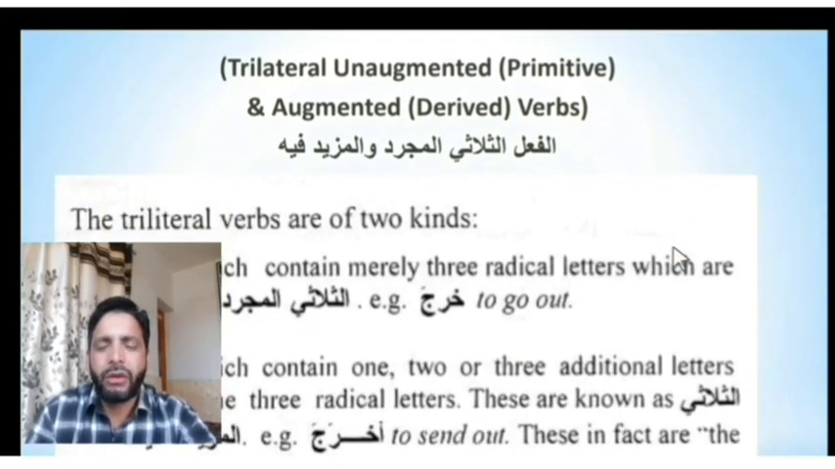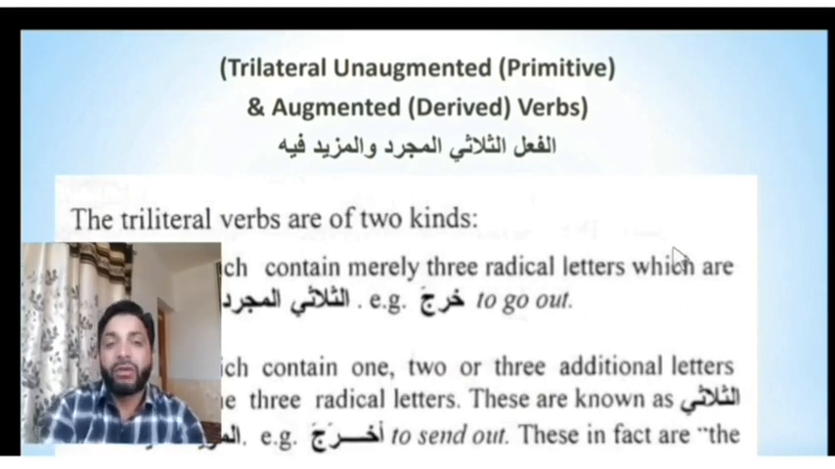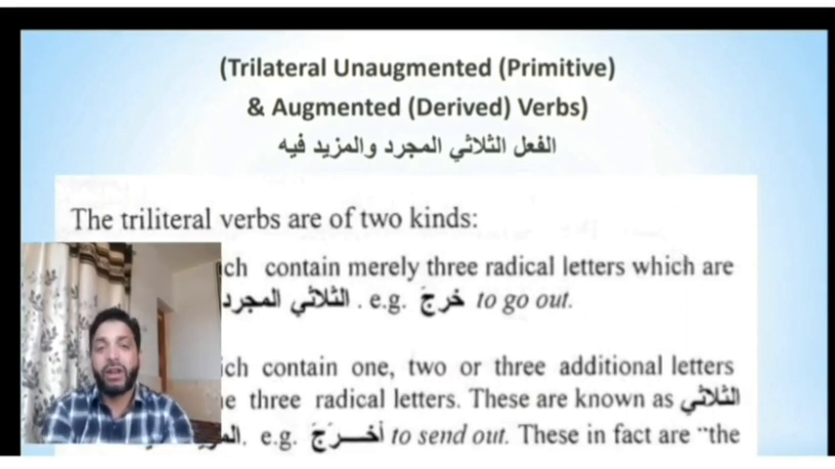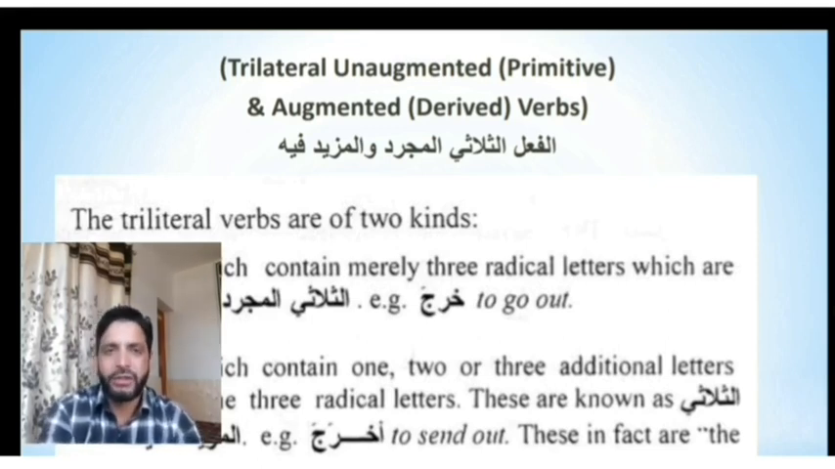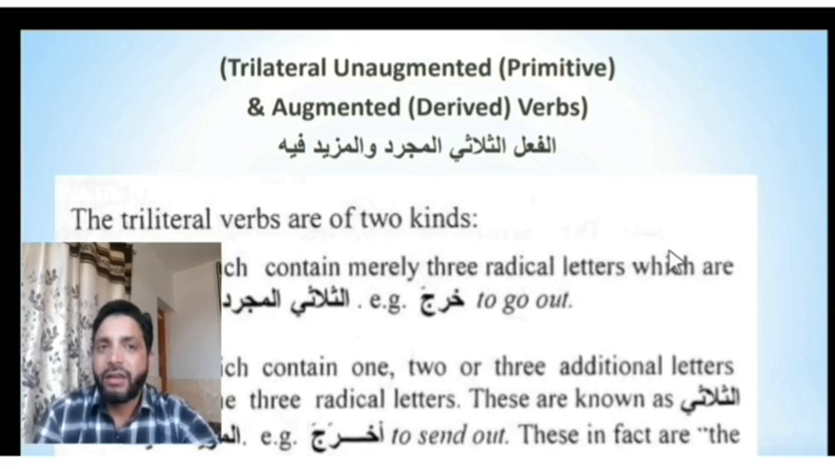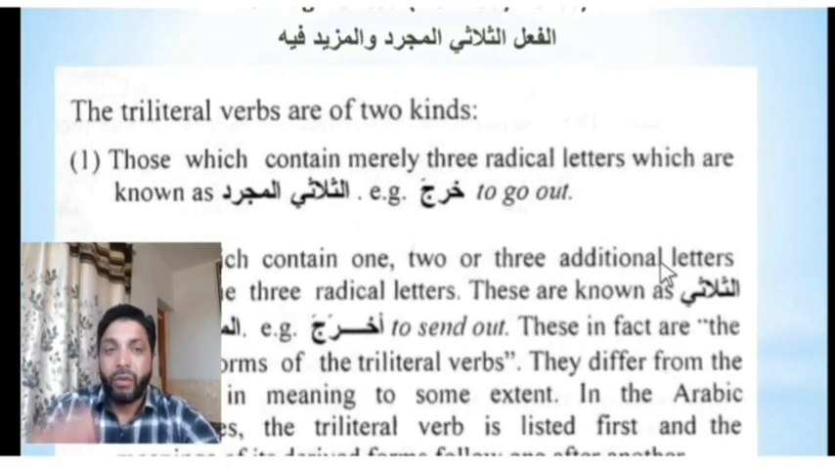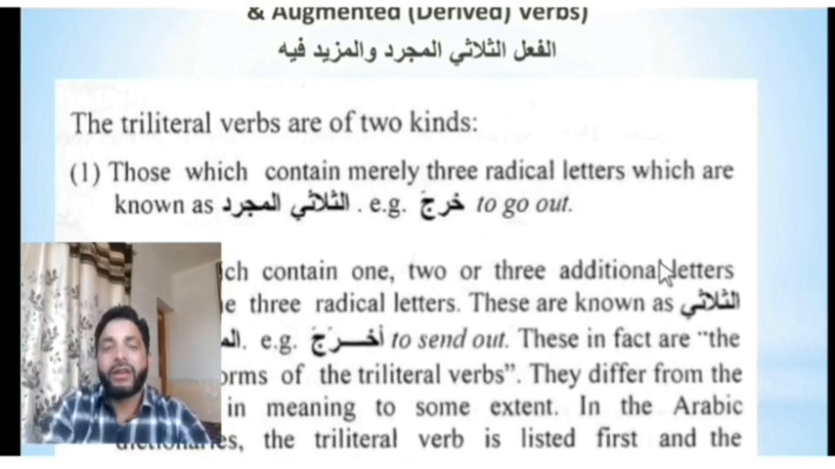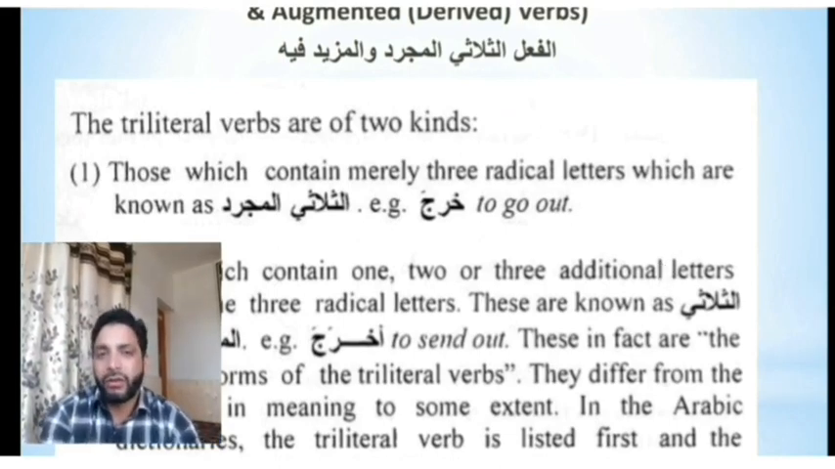Now you have to learn what is الفعل الثلاثي المجرد and what is الفعل الثلاثي المزيد. In English we call them trilateral unaugmented, or you can say primitive, and augmented or derived verbs. Augmented and unaugmented verbs, but they are all trilateral. In Arabic we call them الفعل الثلاثي المجرد والمزيد فيه. What is basically this?